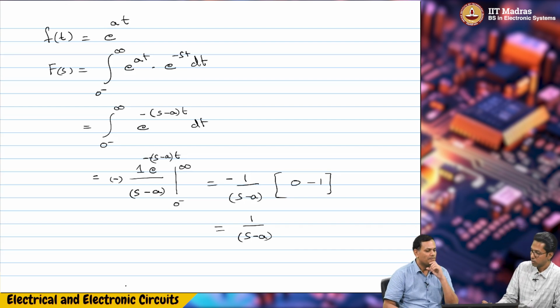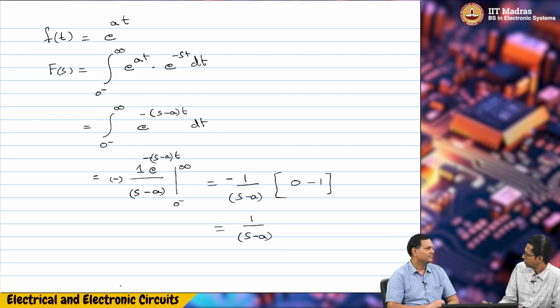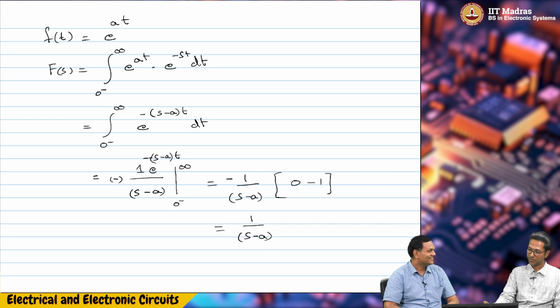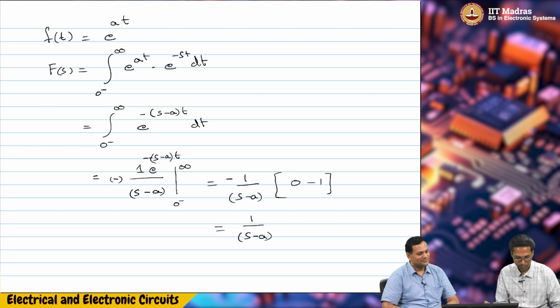So for the step it was 1 by s. So such an exponential function has become something like 1 by s minus a. So it looks like there is some kind of nonlinear mapping, not just a straightforward mapping. It's not something that we can easily visualize, because you are transforming through this integral operation.